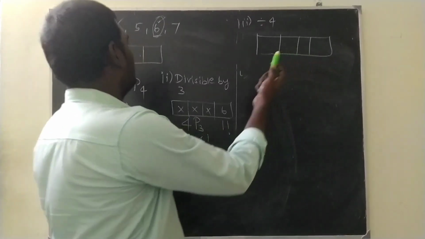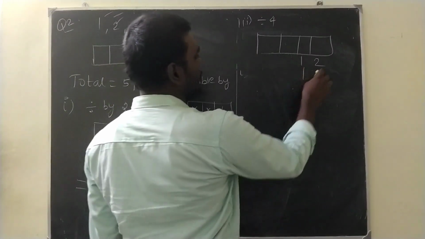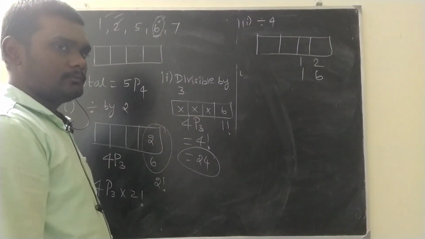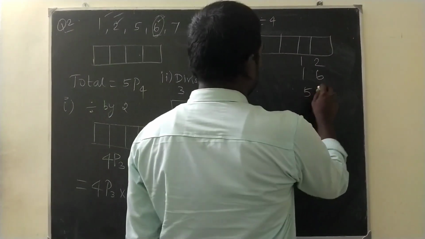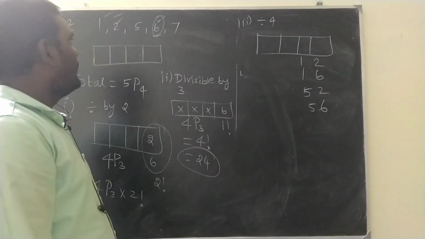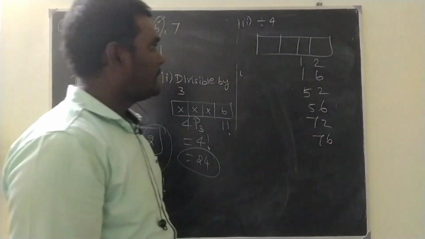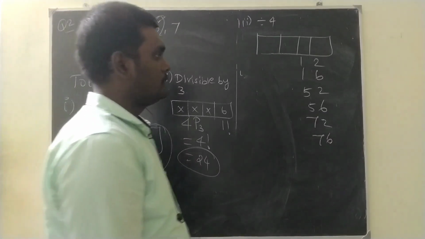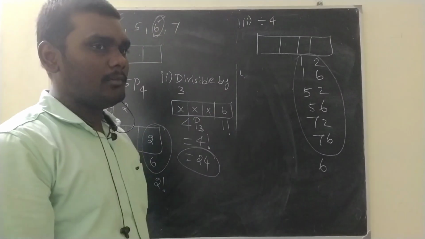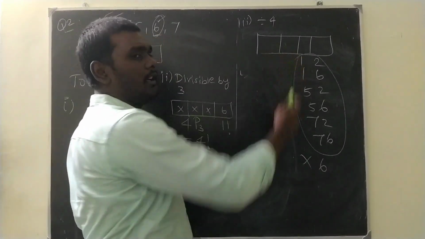Okay. Last 2 digits means 12 is divisible by 4. Then 16 is divisible by 4. 24 possible? No. 52? Think. 52 possible. 56 possible. Then 36, no, 3 is not there. 72. Totally how many possibilities? 6. So these 2 boxes can be filled in 6 ways.